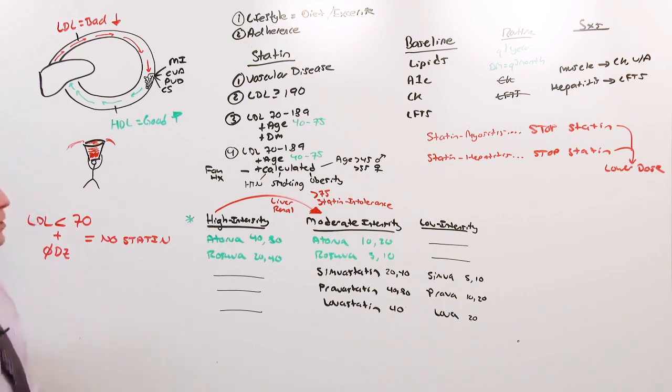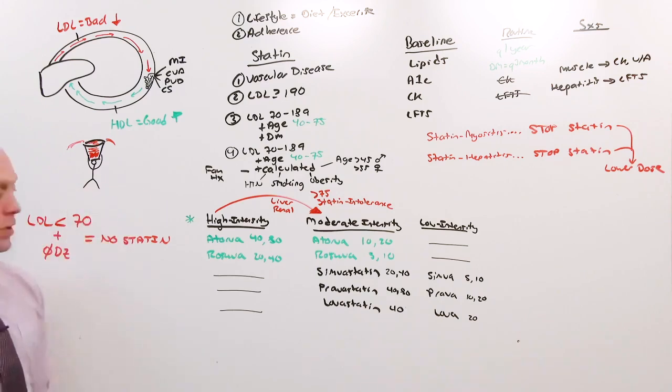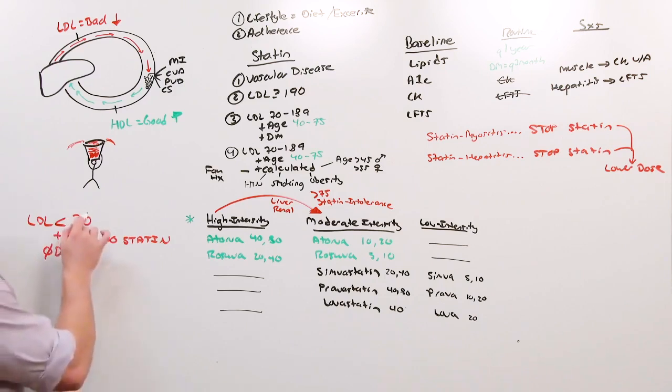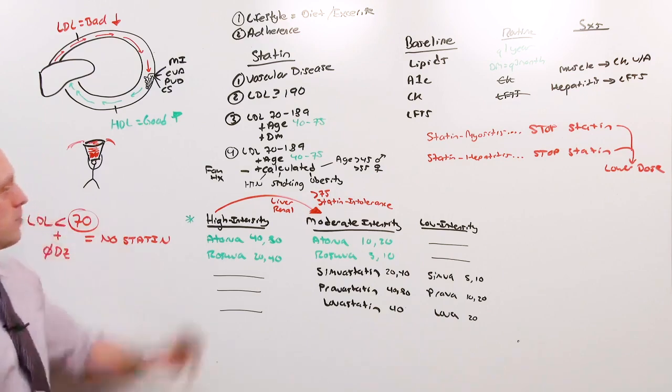The wild card comes in when you're between 40 and 75 and LDL between 70 and 189. So what you're looking for is LDL less than 70. Chances are they'll have no vascular disease, no statin. You're also looking for an LDL greater than 190. Doesn't matter, get a statin.